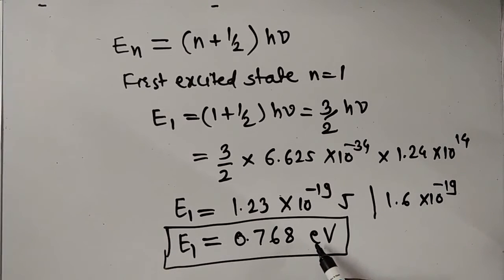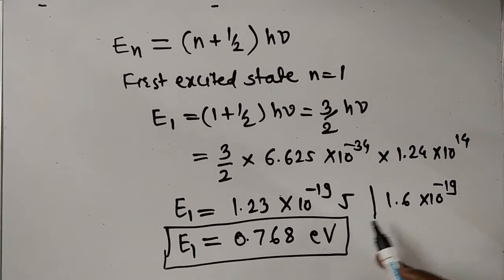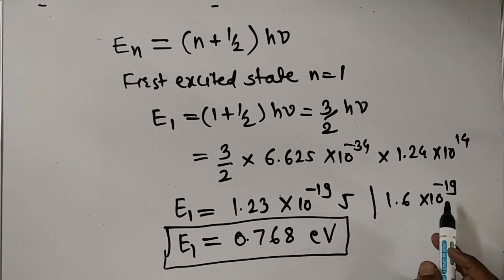And vice versa. If you want to convert the quantity in electron volt into joule, multiply the quantity in electron volt by 1.6 into 10 raised to minus 19, then our value will be converted into joule, right? So this is the first problem.